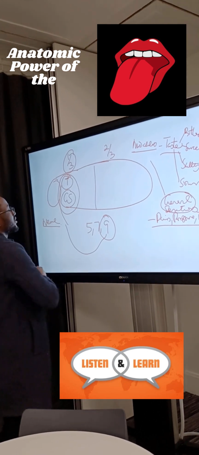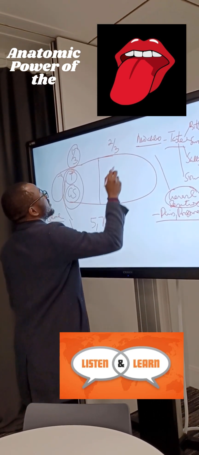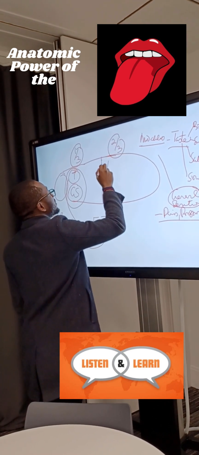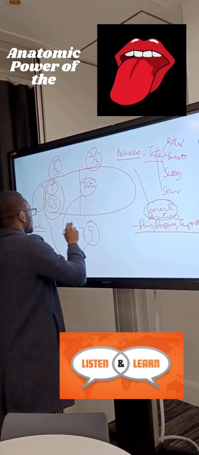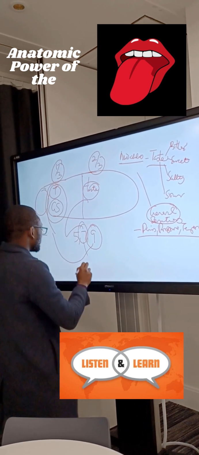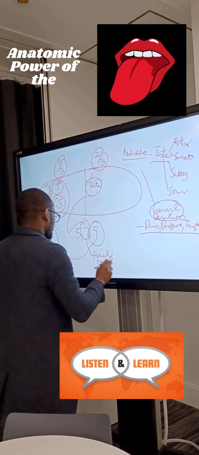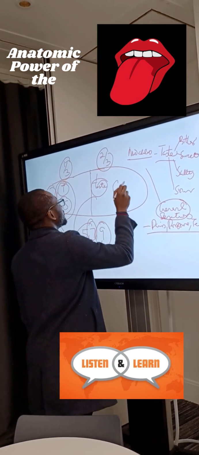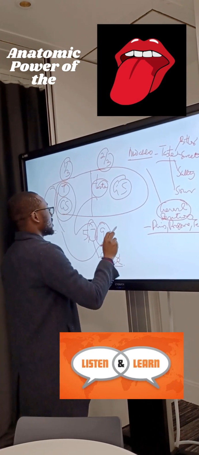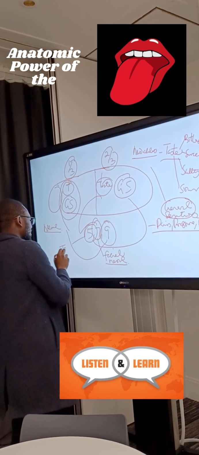So that solves that. Now, however, when it comes to taste in the anterior two-thirds, taste is subserved by the facial nerve, which is the seventh cranial nerve, while general sensation is subserved by the fifth cranial nerve, which is the trigeminal nerve.